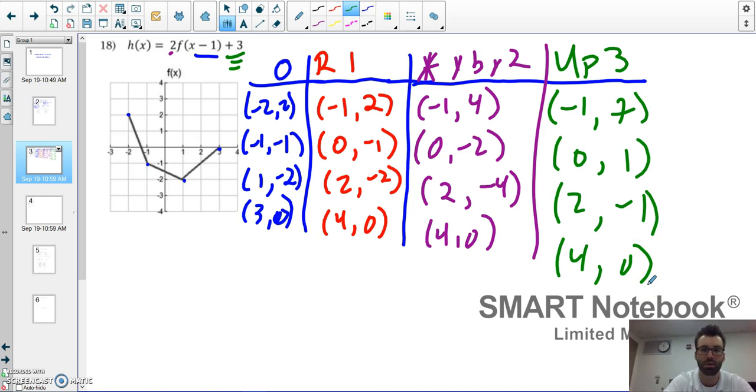Go ahead and plot those. Negative 1, sorry, that should be a 3 there. I knew that something was up. So negative 1 comma 3, 0 comma 1, 2 comma negative 1, and 4 comma 3. Then connect your dots. I'm doing my best here. Boom! There you go. There's 18.